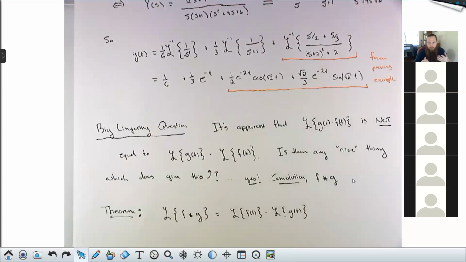So regular multiplication inside equals regular multiplication outside doesn't work. Funky multiplication inside to regular multiplication outside does work. This, in a very deep way, tells us a lot about the Laplace transform. But before I can even hint at why that's deep, I've got to tell you what this thing is. People talk about convolution and they never understand where it comes from or why it's a thing. Admittedly, I did not.